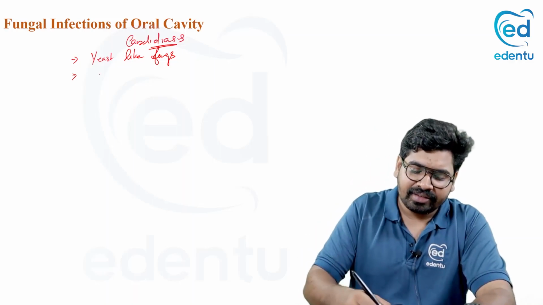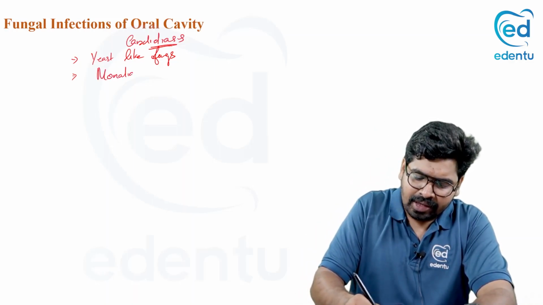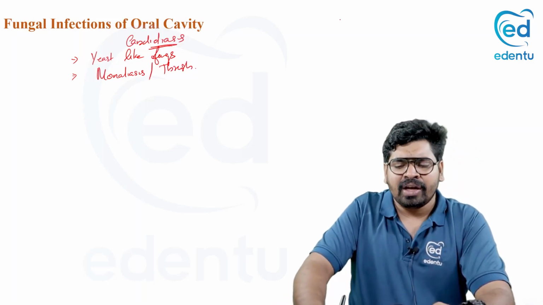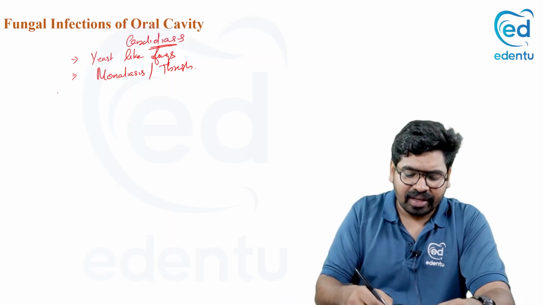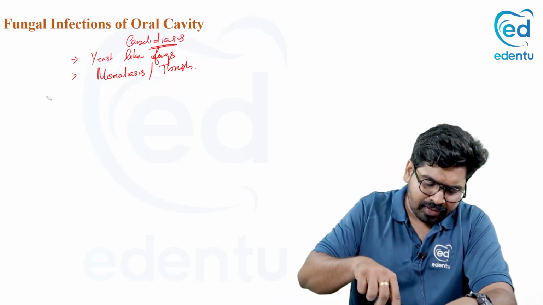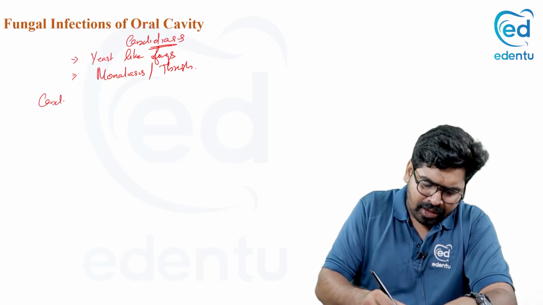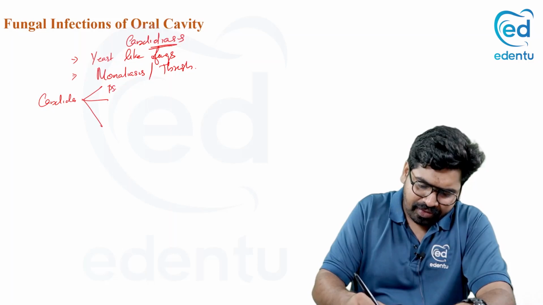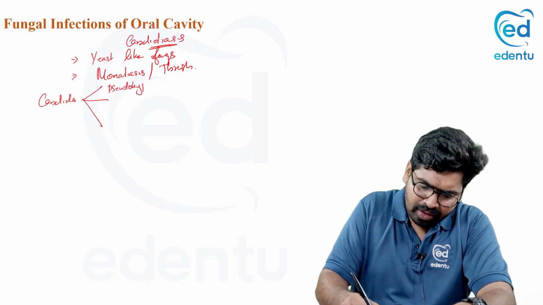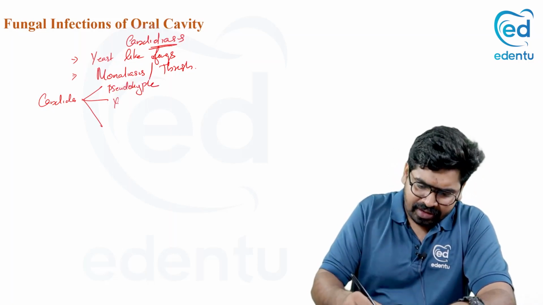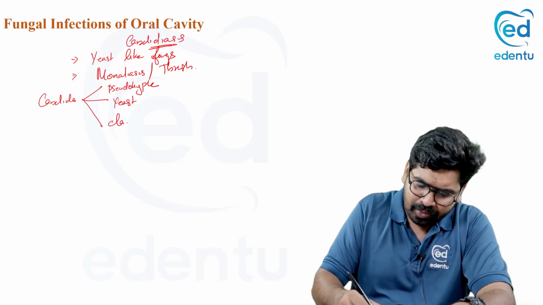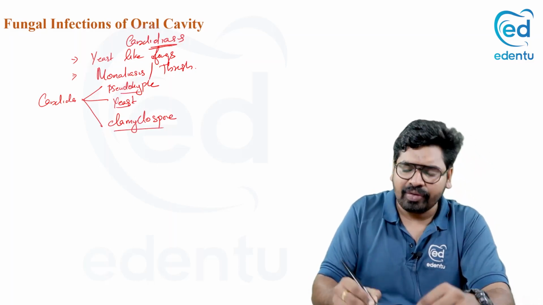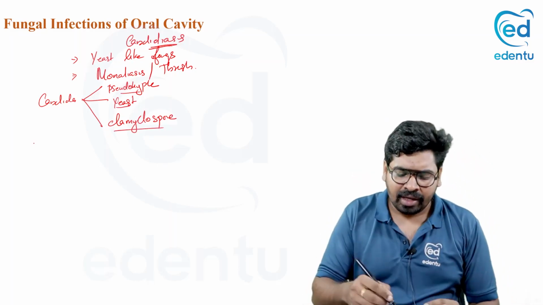That is called candidiasis, or we say moniliasis, or thrush, oral thrush. Okay, so it is a yeast-like fungus. It can exist in three forms. Candida can actually exist in three forms: one is pseudohyphae, there is the yeast form, and the chlamydospore. Okay, so these are the three forms candida can stay.